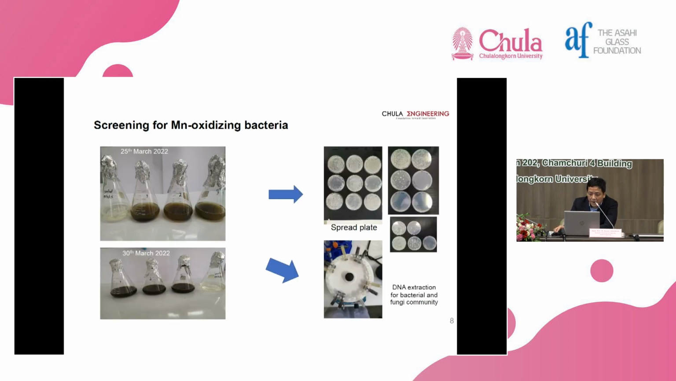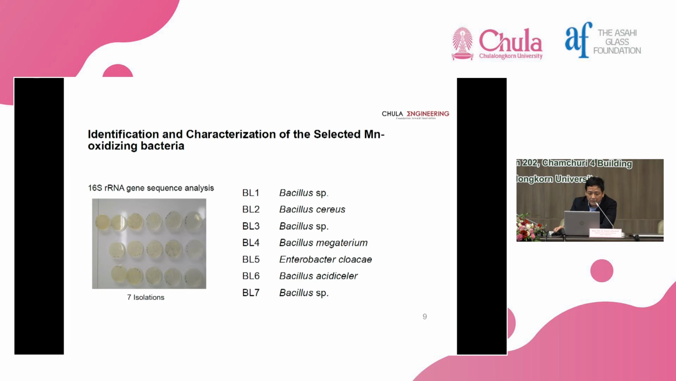And we try to separate them and then do the DNA extraction to get the bacteria and fungi community. It should be noted that we first assumed that bacteria played a big role, but actually several papers published recently show that fungi can also do that. So we separated about 7 isolates that comprise bacteria of several species. Most are Bacillus, Enterobacter, and others.